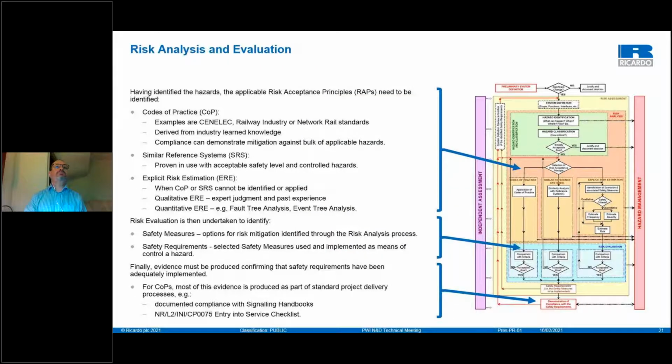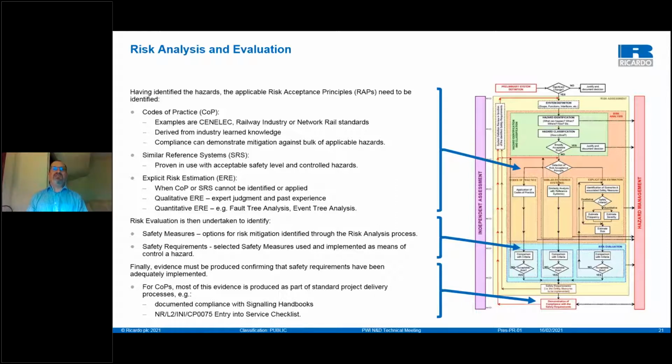Okay, conscious of time again, quickly whizzing through this. This is the main part of having identified the hazards, which is the activities in the green box on the right-hand side. You need to assign the risk acceptance principles. There tend to be these codes of practice, which would be the means of managing most of your hazards because, as I say, the industry's had plenty of years' experience of defining these. So there's a lot of safety requirements that are defined in the codes of practice.